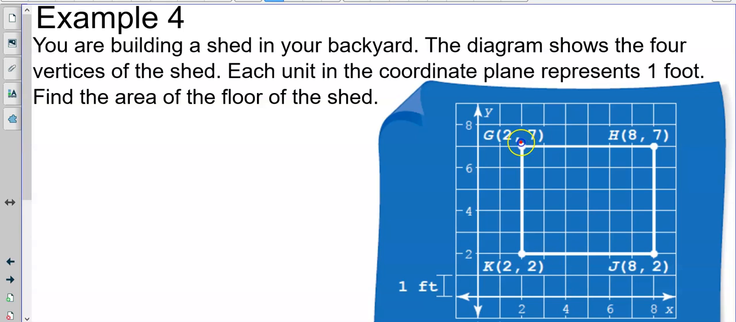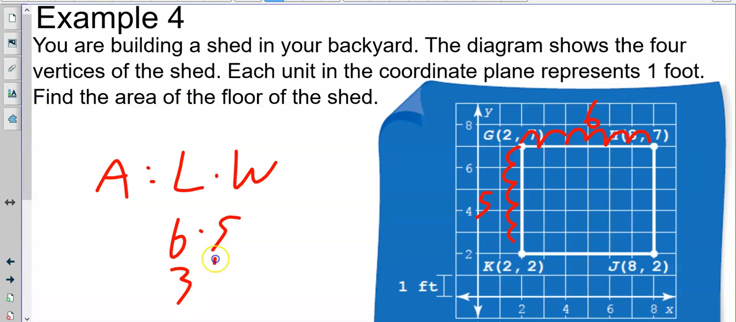So the distance here is 1, 2, 3, 4, 5, 6. And this is 1, 2, 3, 4, 5. So again, length times width for area. So that's 6 times 5. So that's 30 square feet. No distance formula, we just count. And that's it.